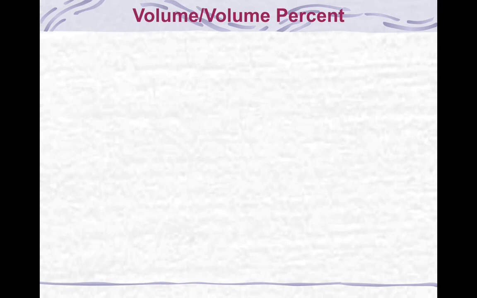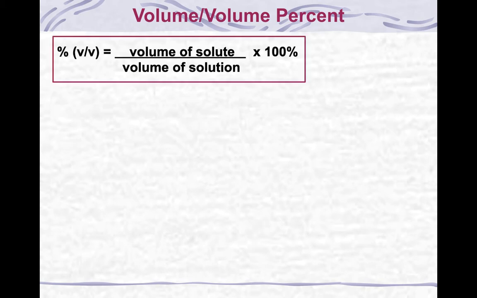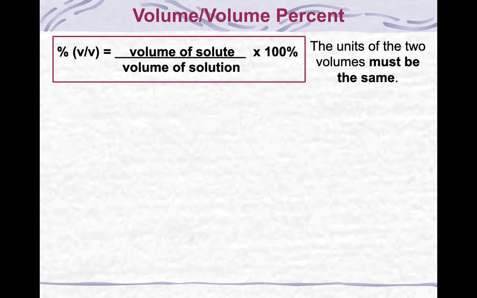In this video, we'll go over a couple of examples of calculations involving volume percent. So the equation for this is the volume of solute over the volume of solution times 100%. And you need to keep in mind that the units of the two volumes must be the same. It doesn't actually matter what they are, they just need to be the same.